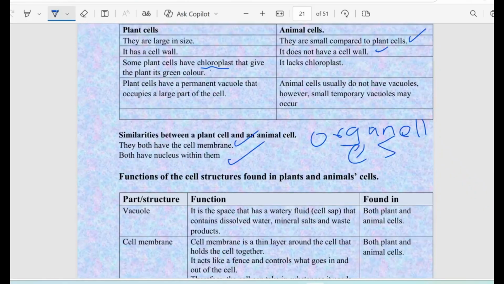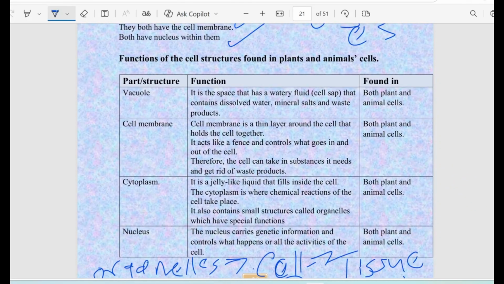So we have the functions of those different parts or structures found within the cell. We have the vacuole. It is the space that has a watery fluid known as the cell sap, which contains dissolved water, mineral salts, and waste products. The liquid found inside the vacuole is known as the cell sap, and it is dissolved with water, mineral salts, and waste products.